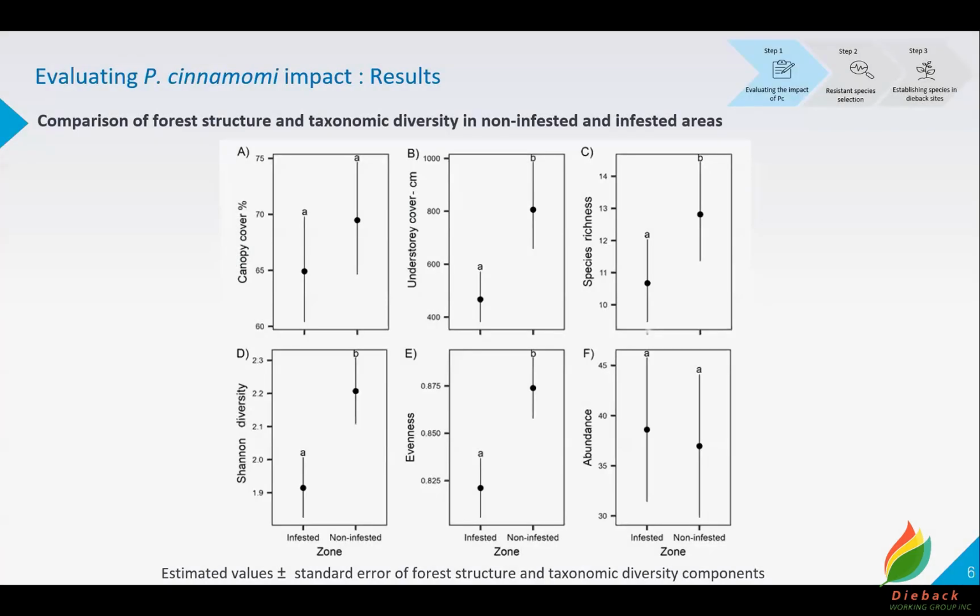So moving into the results, talking about the forest structure, I did not see any impact of the pathogen on canopy cover. However, understory cover was significantly higher in non-infested areas. And for the taxonomic diversity variables, species richness, Shannon diversity, evenness, all of these variables were significantly higher in non-infested areas, indicating that there is a severe impact of Phytophthora in infested areas. The species abundance was not different between infested and non-infested zones.